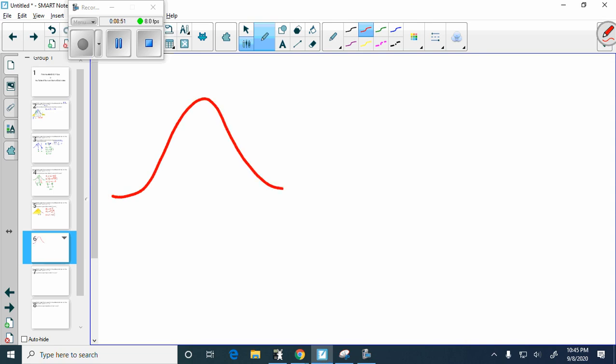as you might have suspected, is a function. Of course, it passes the vertical line test. And the formula for this equation or this function is either f of x or y equals 1 over sigma the square root of 2 pi, e to the negative 1/2 times x minus mu over sigma squared.